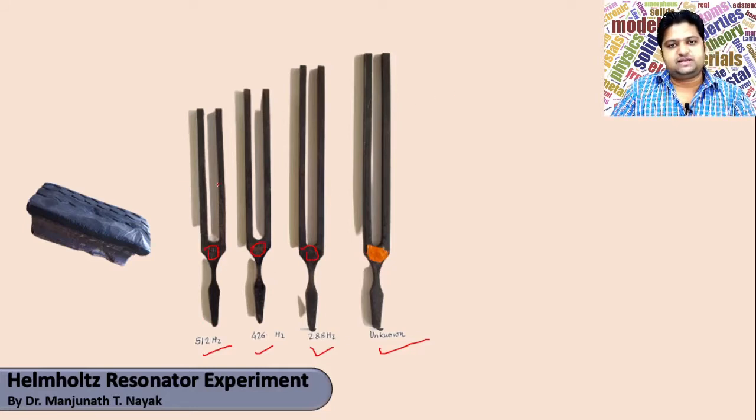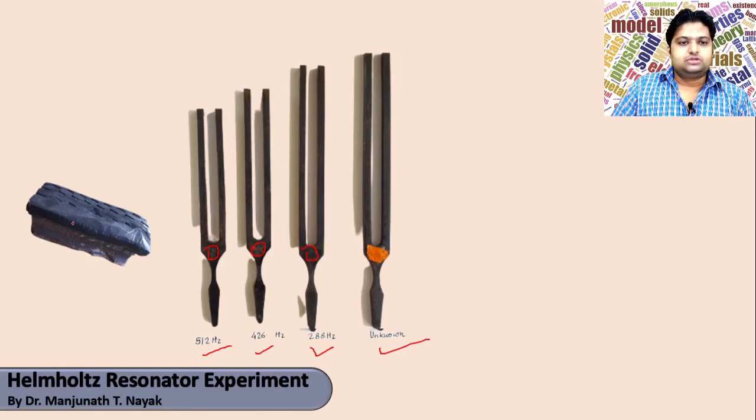Also observe that the length of the tuning fork increases with the decrease in the frequency of resonance of that tuning fork. So obviously the unknown frequency that we have to find will have to be less than 288 for sure. Look at it, its length is a little bit more than that of the other tuning forks given to you.